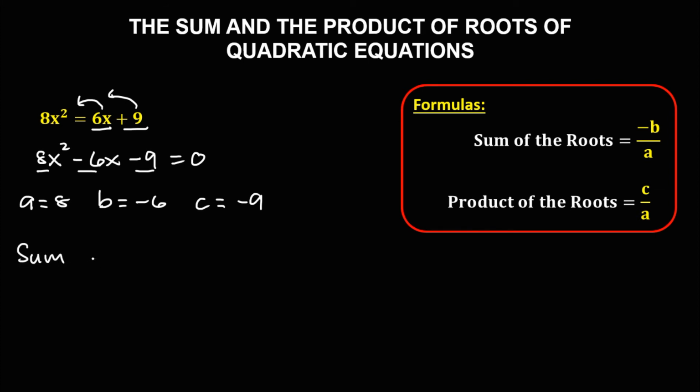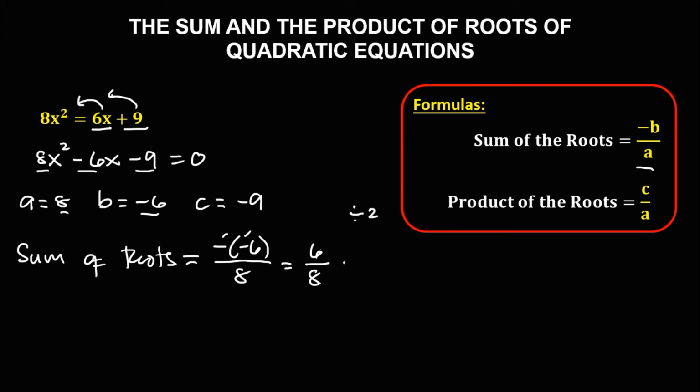And to find the sum of the roots, we have negative b, so b is negative 6, then over a is 8. Negative times negative is positive, then 6 over 8, so reduce. These numbers are divisible by 2. So 6 divided by 2 is 3, then 8 divided by 2 is 4. So the sum of the roots is 3 over 4.